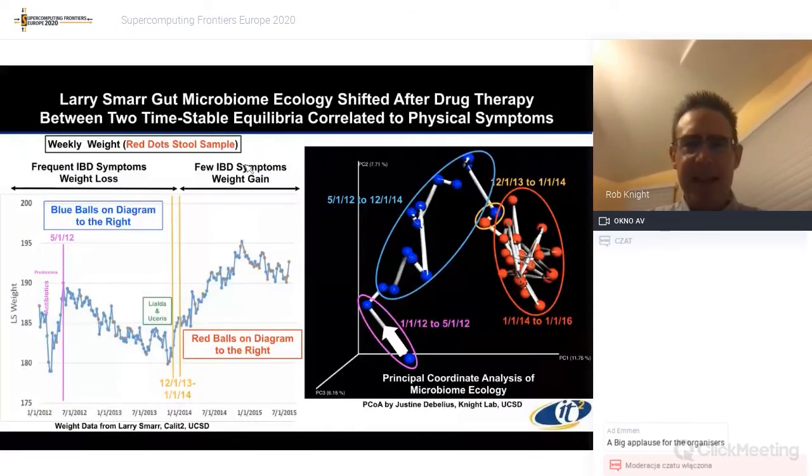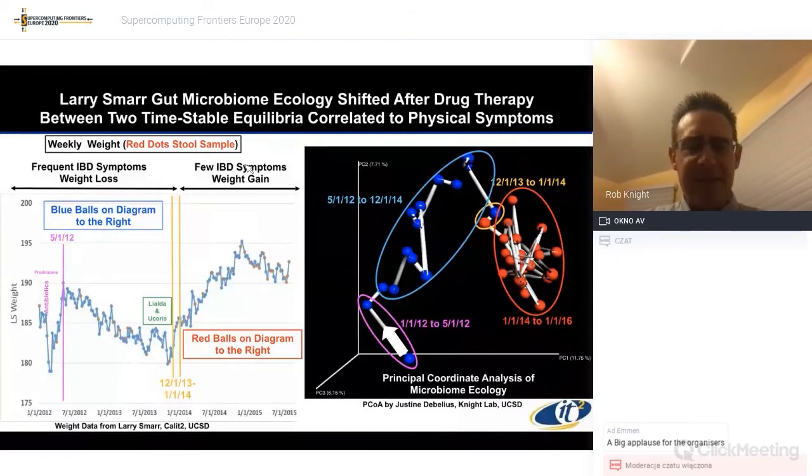And so what is exciting about this is if we had these personalized microbiome maps for people, we could have told Larry, as soon as you cross from this blue to this red region, you are going to be okay. And so this is why we need to sample the microbiome not once, but look at it over time and understand its dynamics.